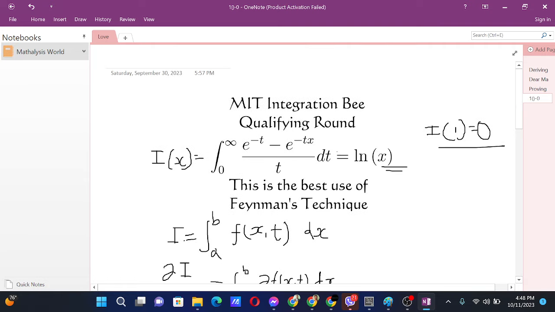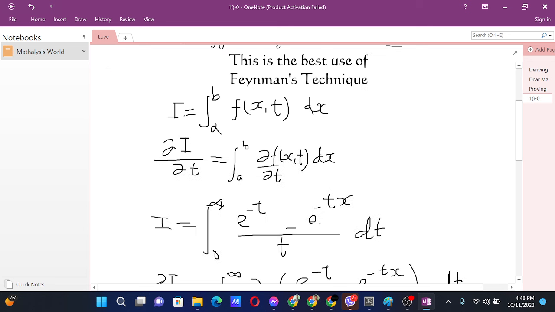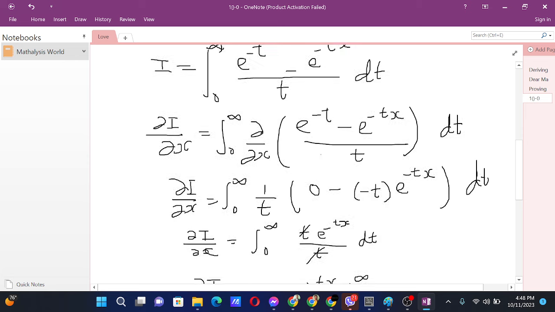And this is how we solve this difficult looking integral. This is also the best use of Feynman's technique in such an easy way. It was in no way complicated.